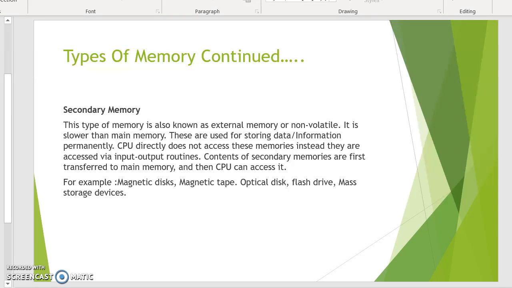For example: magnetic disks, magnetic tape, optical disks, flash drives, and mass storage devices. The characteristics of secondary memories: they are magnetic and optical memories. It is known as backup memory. It is non-volatile memory. Data is permanently stored even if power is switched off. It is used for storage of data in a computer. A computer may run without secondary memory. It is slower than the primary memories.